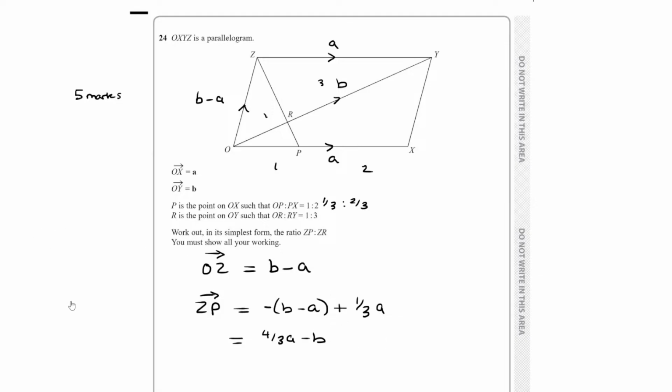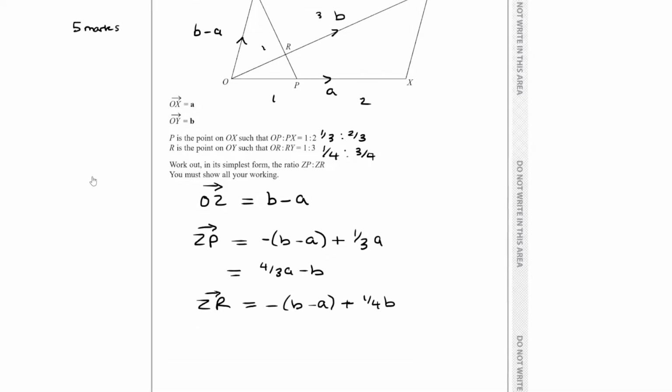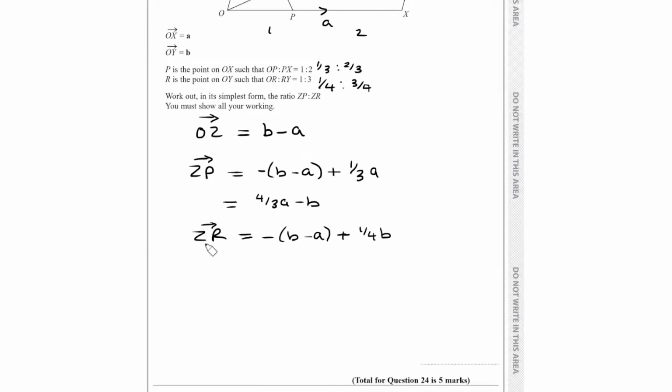Now, compare it to the other one, which was ZR. So again, I'm still going to come the wrong way down the line OZ. But then I'm going to go up to R. So again, now just share out the second ratio, 1/4, 3/4. Obviously, I'm focusing on the side that is 1/4. So plus 1/4 B in that case. Now, scroll down. Obviously, expand and simplify that. So I would get A minus B plus, it's minus 3/4 B.